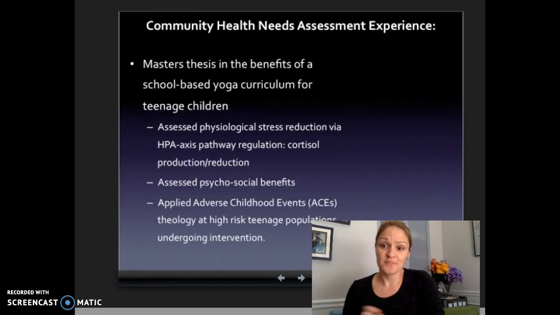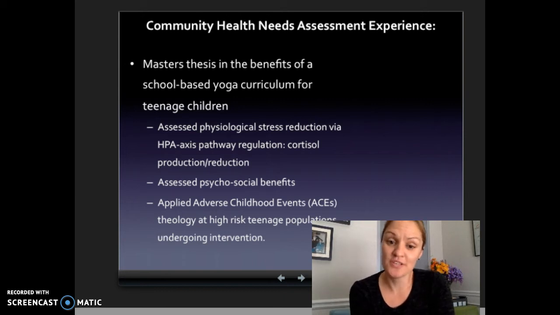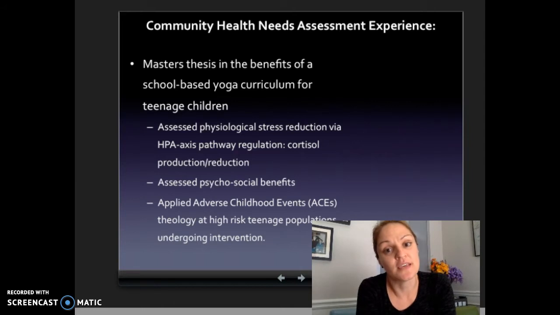It's interesting, when I looked at my community health needs assessment experience, I realized that I was actually doing a preventative health, public health thesis. I knew it at the time, but I realize now I didn't always know the exact steps I should have taken, although I've already gotten a master's from it. Here's what I did, and my experience with community health needs assessments.